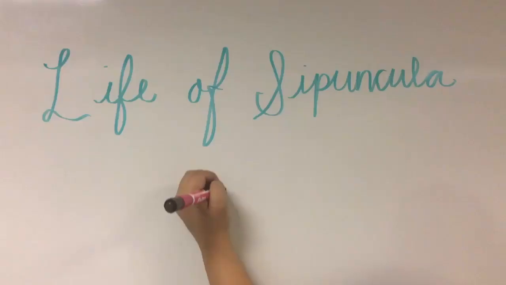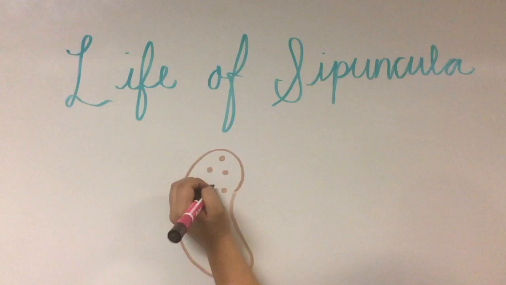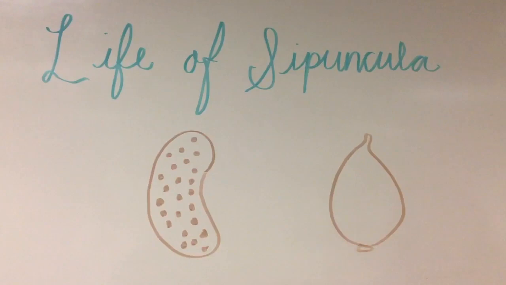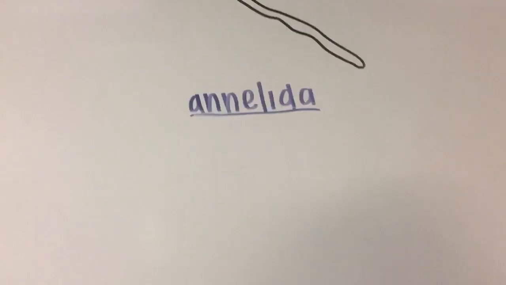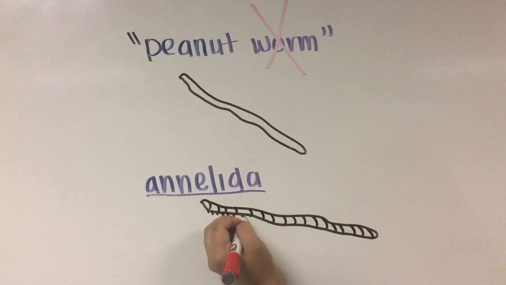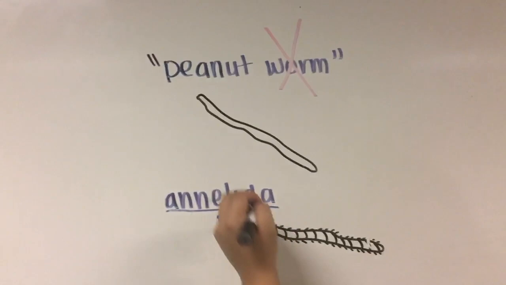Welcome to the life of Sipuncula, commonly called peanut worms, because of the peanut-like shape they retract into when disturbed. Despite having the nickname of peanut worms, Sipuncula aren't actually worms. Their classification is up for debate. They've occasionally been placed in Annelida, the phylum containing worms, but they lack important annelid characteristics, like segmentation and chaetae.